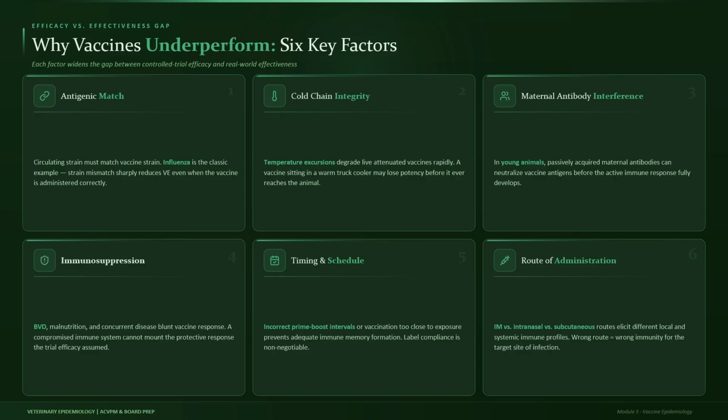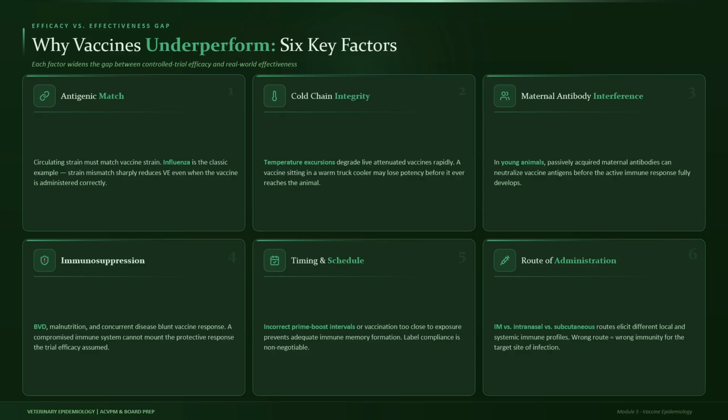The circulating strain has to match the vaccine strain. Influenza is the classic example. A strain mismatch sharply cuts VE even when you administer the vaccine perfectly. Second, cold chain integrity. Temperature excursions degrade live attenuated vaccines fast. A vaccine sitting in a warm truck cooler can lose potency before it ever reaches the animal.